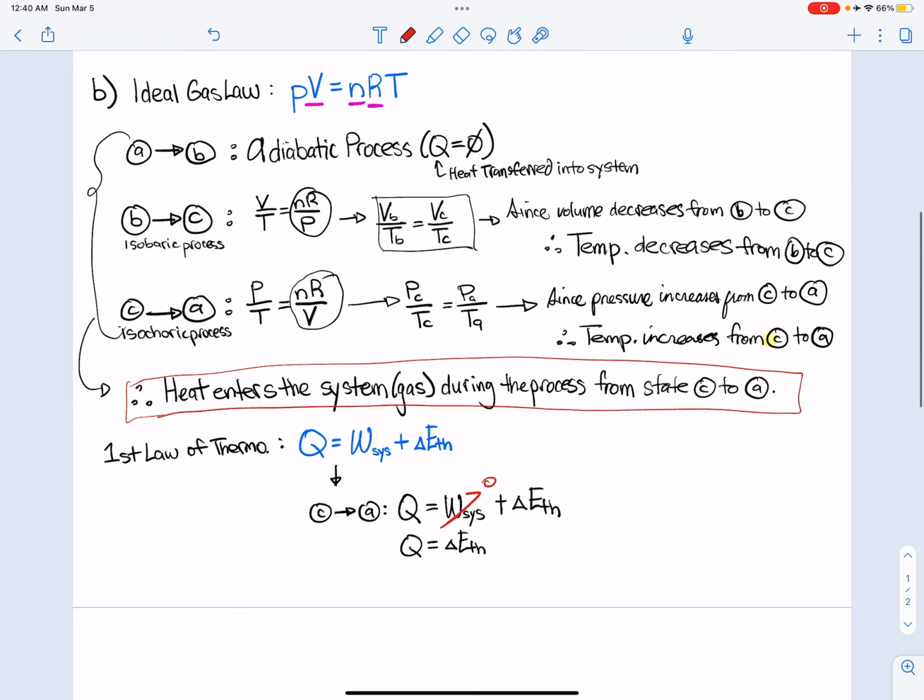So, what else do we know? We know that for all processes, whether it's isochoric, isobaric, or isothermal, my change in thermal energy, or delta E_th, is also equal to n C_V delta T. And n is obviously the number of moles. C_V is the molar heat capacity for constant volume, and delta T is the change in temperature from state C to state A.